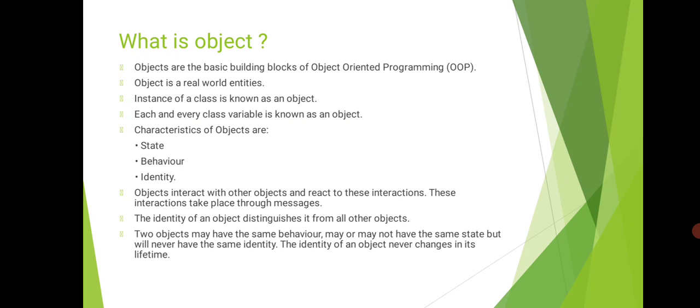Okay, here the characteristics of objects are state, behavior and identity. So in objects we see three characteristics. One is state, another is behavior and another is identity. State means what? The state of an object is indicated by a set of attributes and the values of these attributes. State represents the attributes which are present in the class.